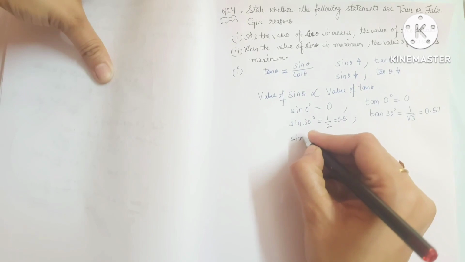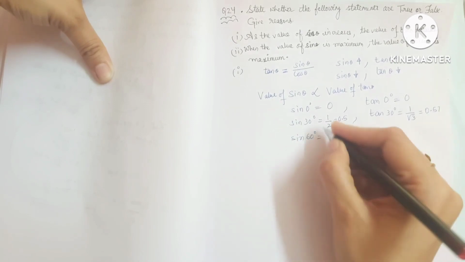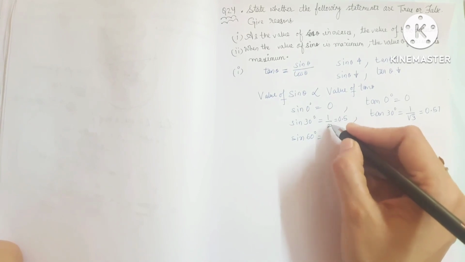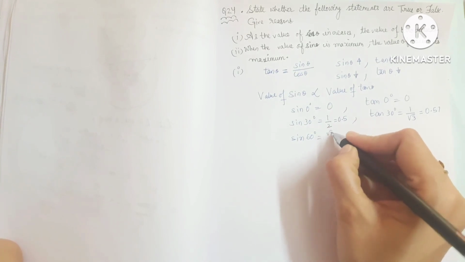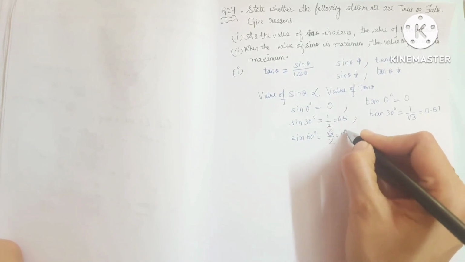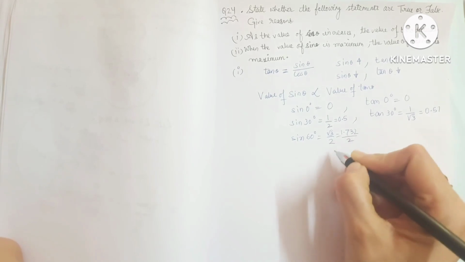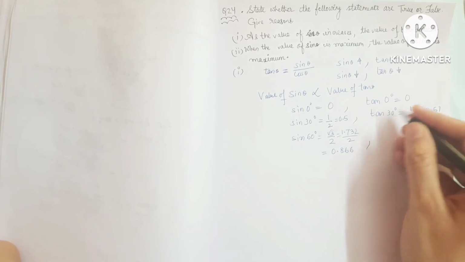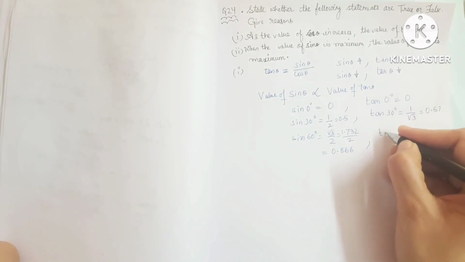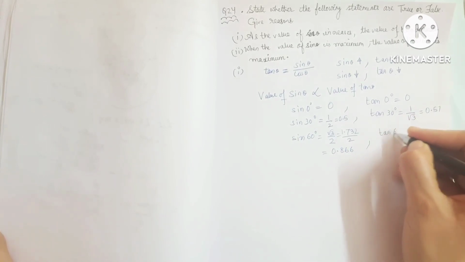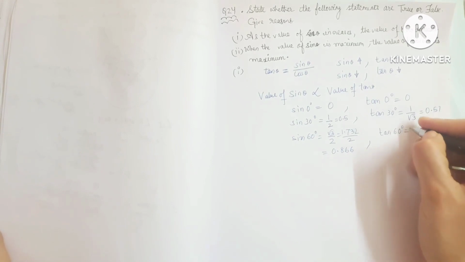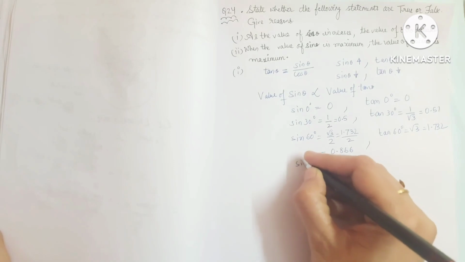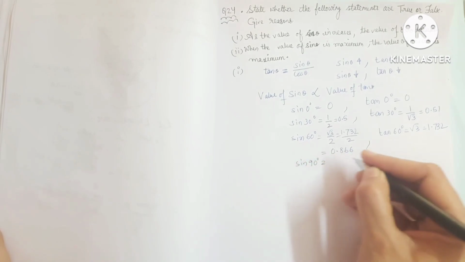Now let's see sin 60. What is the value of sin 60? Sin 60's value is root 3 by 2, which means 1.732 divided by 2. What is the value? 0.866, right? At that time, what is the value of tan? The value of tan is, that time, root 3, 1.732. Sin 90? Sin 90 is 1.